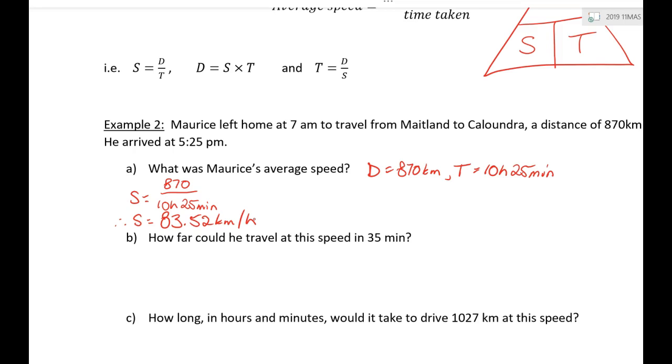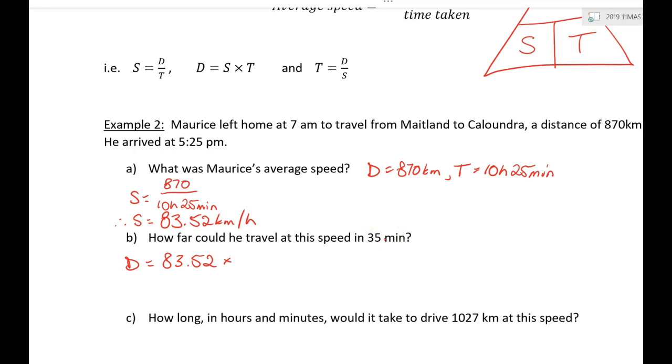Anyway, next part: how far could he travel at this speed in 35 minutes? So how far means I'm trying to work out the distance. I have the speed, I've calculated that, and my time is 35 minutes. So my distance equals speed times time, 83.52 times 35 minutes. This is kilometres per hour, so I have to use consistent units. I'm happy to get my answer in kilometres. I really need 35 in hours.